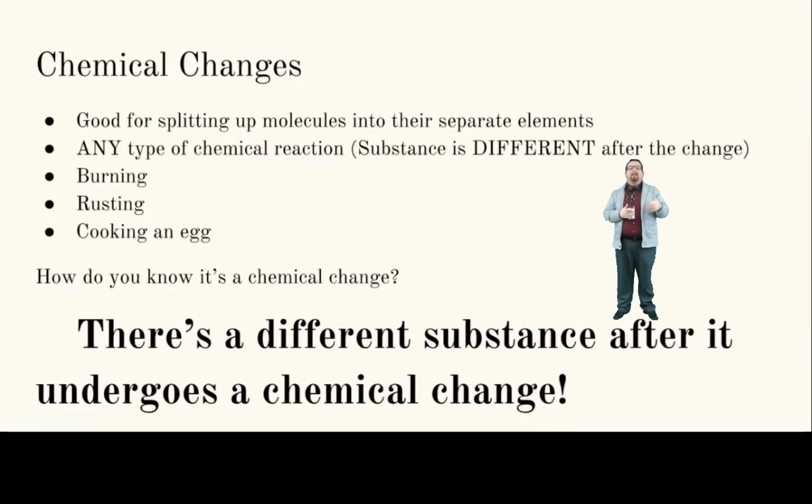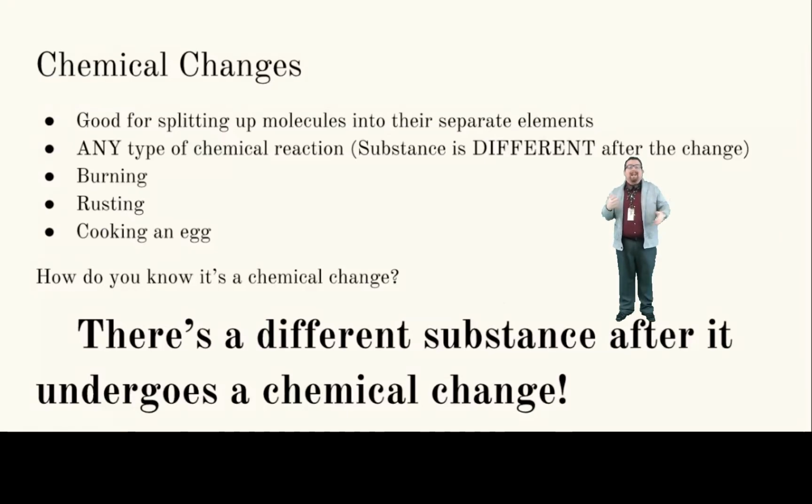Instead of splitting up mixtures, they're really good at splitting up the bonds between atoms in a molecule. And it separates those molecules up into their separate elements. A chemical change could be any type of chemical reaction, such as burning, rusting, or cooking an egg. So how do you know it's a chemical change? Well, after the change occurs, you'll end up with a totally different substance than what you started with.